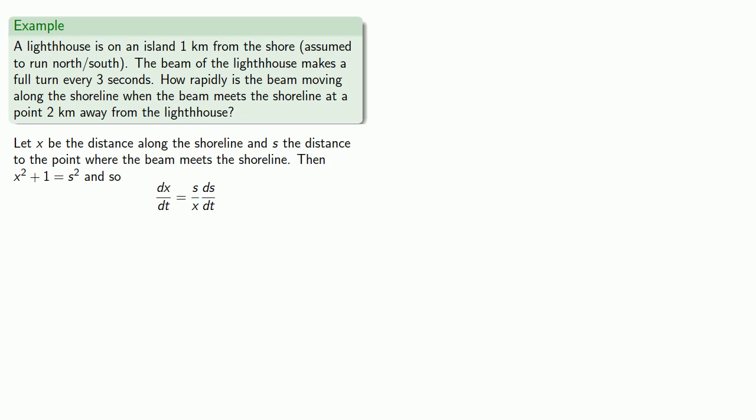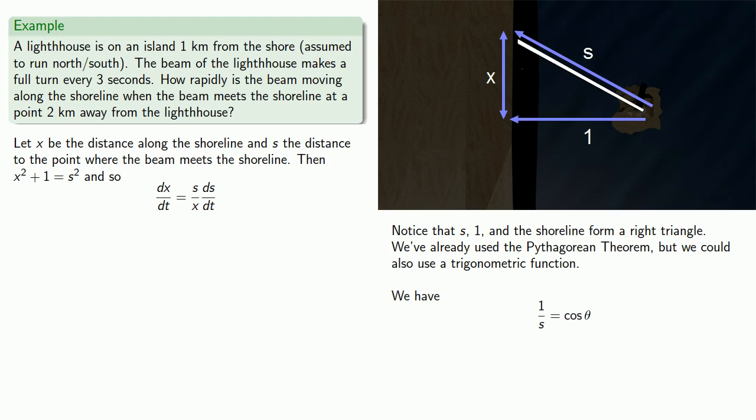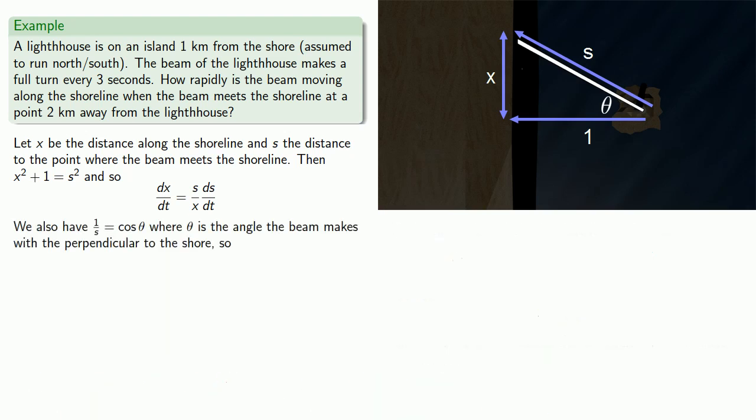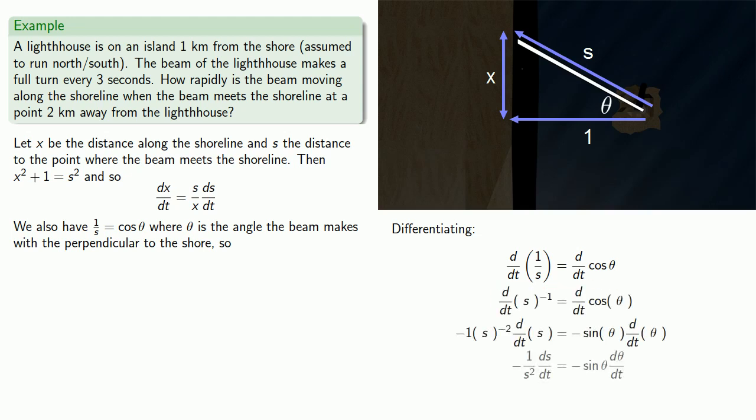So let's go back to our schematic diagram. Notice that s, 1, and the shoreline form a right triangle. We've already used the Pythagorean theorem, but we could also use a trigonometric function. And here we might see that 1 over s is equal to the cosine of theta, where theta is the angle between the perpendicular to the shore and the beam. So from 1 over s equals cosine theta, we can differentiate with respect to t. And now I have a formula for ds/dt.